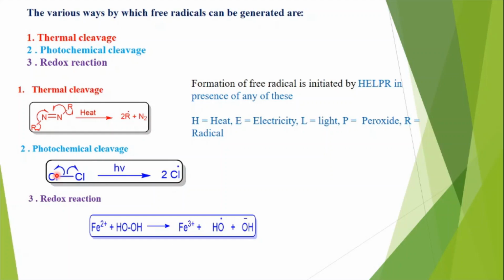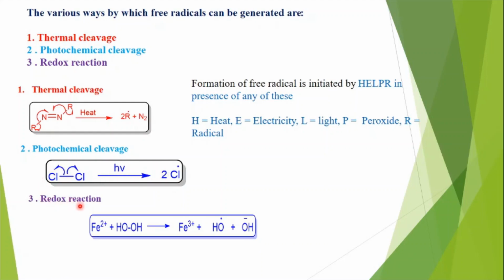So the energy of light, that is 600 to 300 nanometer, is 48 to 96 kilocalorie per mole, which is of the order of magnitude of covalent bond energies. Certain molecules undergo homolytic fission in the presence of light of that particular wavelength. For example, photochemical cleavage of a chlorine molecule results in the formation of chlorine free radicals. So this chlorine molecule in the presence of hν, the sigma bond between the Cl atoms breaks homolytically, and you will get two Cl radicals.